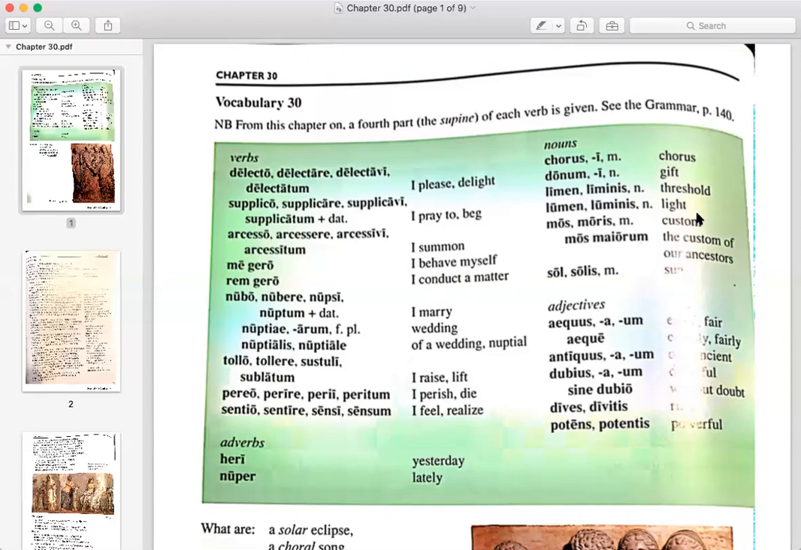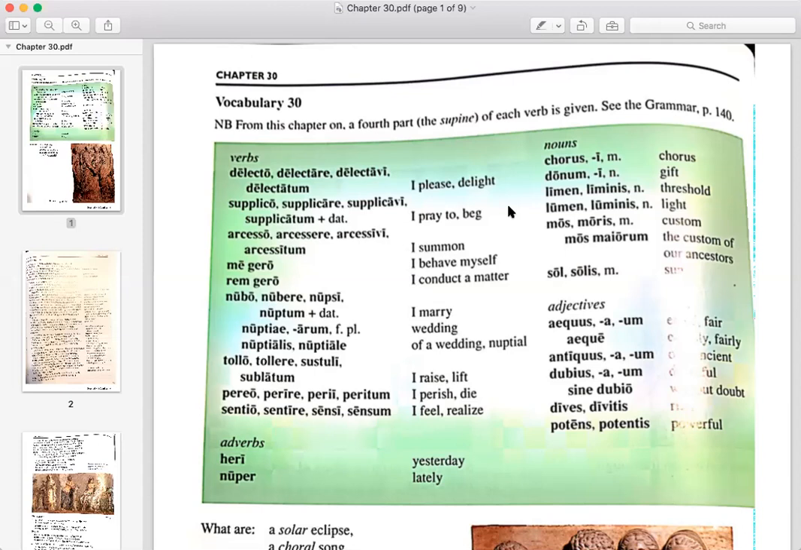This is the video for chapter 30. This chapter is culturally about weddings and grammatically about the perfect passive participle. So I just wanted to briefly look at the meat of the chapter before we go back to the grammar sections.